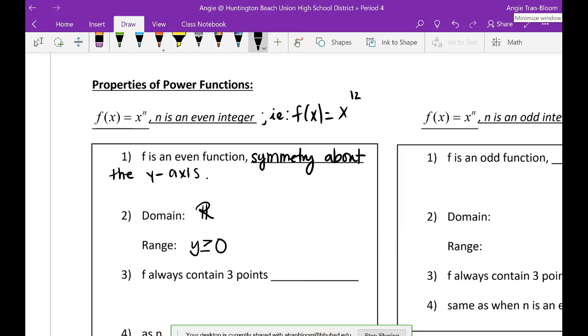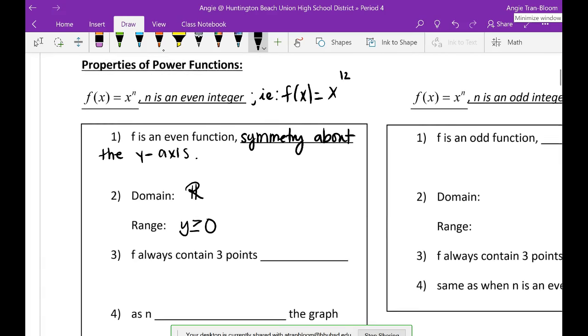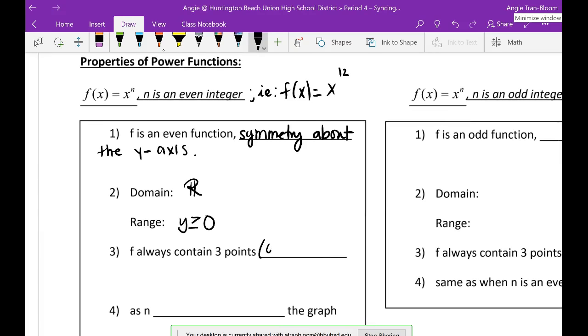f always has 3 points. What's your easiest point that you would like to choose? 0. When x is 0, y is also 0. What else? 1, 1. What else? -1. When you plug in -1, what would you get? 1. Okay. So that's why y is greater than or equal to 0.